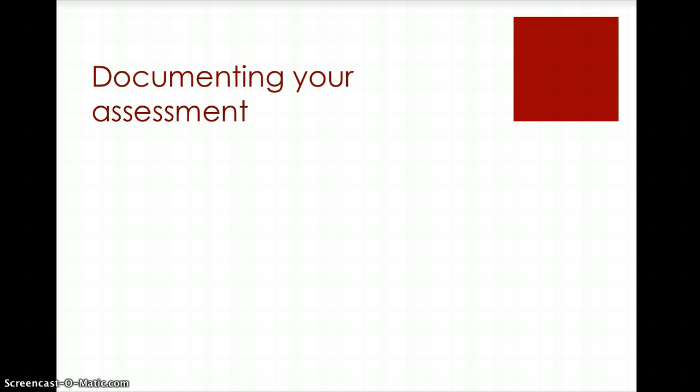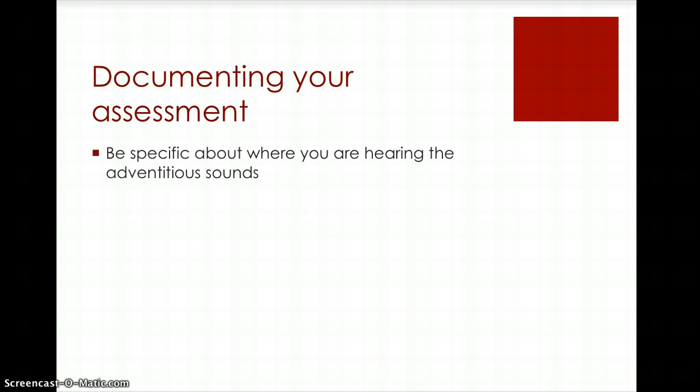So, documenting your assessment. As nurses, we're not diagnosticians. Our biggest asset is actually our assessment skills. We want to be able to identify abnormal findings, and we want to be able to anticipate the plan of care based on what we're finding. So we want to make sure we're specific about what we're hearing and where we're hearing the adventitious sounds.